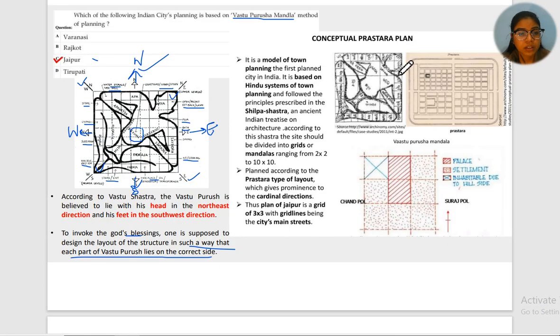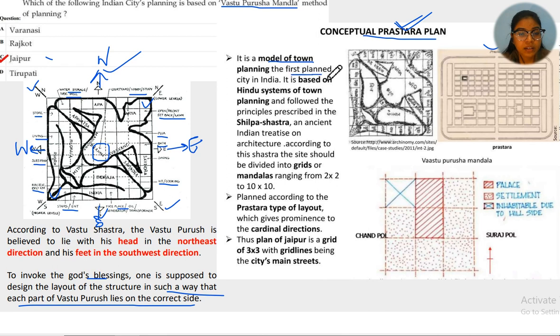Now coming to the conceptual Parastara plan. Parastara is a town planning model according to which Jaipur is planned. This point is important, Parastara. It is a model of town planning, the first planned city in India. It is based on the Hindu system of town planning and followed the principles prescribed in the Shilpa Shastra, an ancient Indian treatise on architecture. According to this Shastra, the site should be divided into grids.